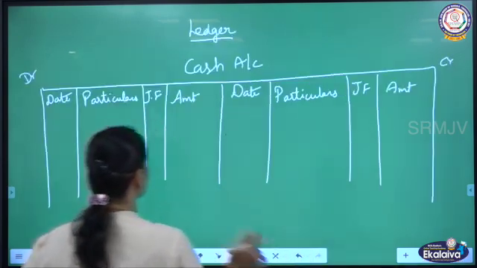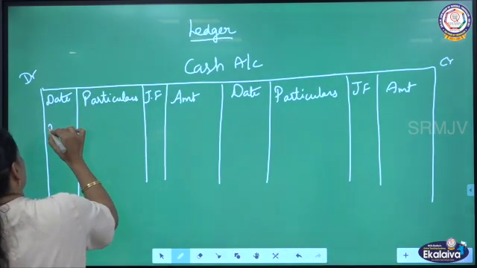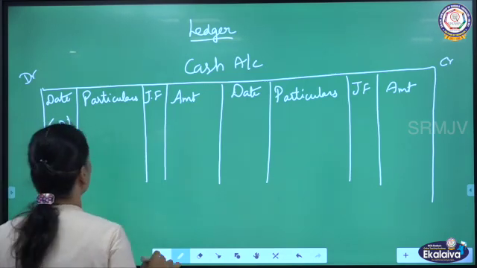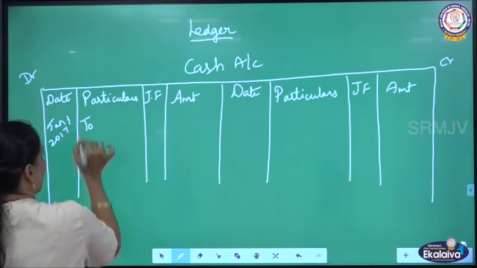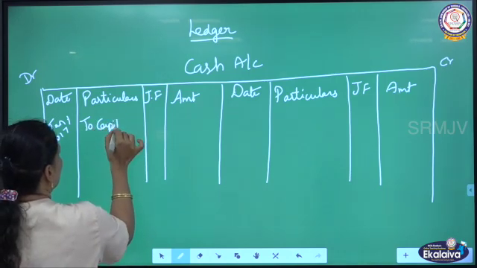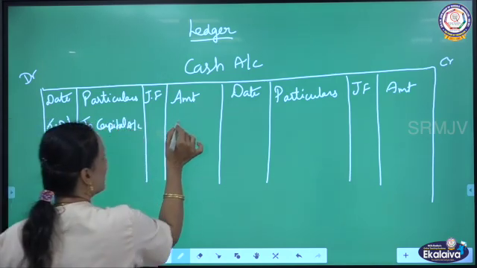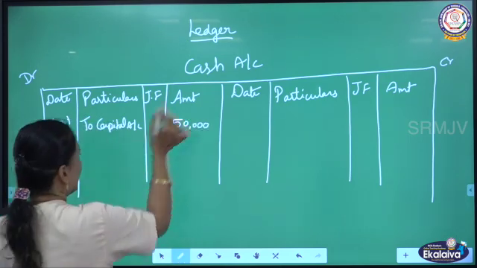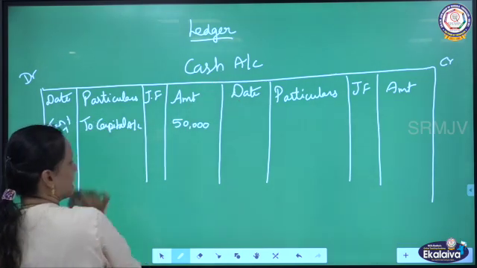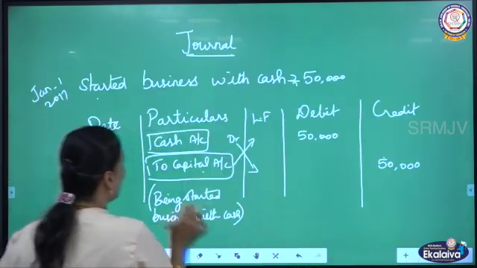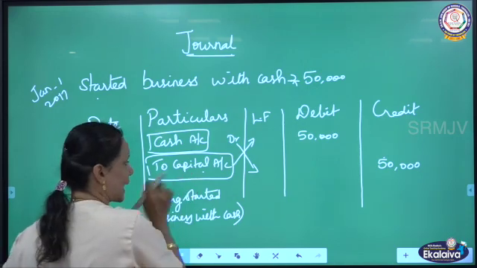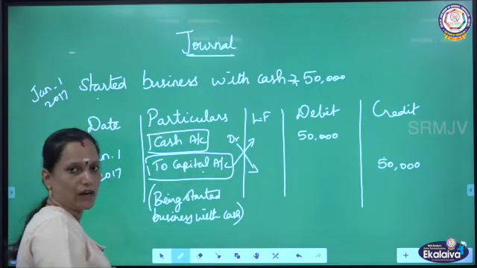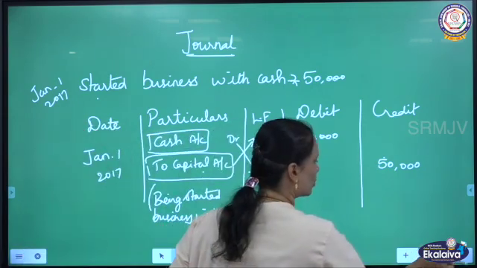Okay. See children, how I am writing. So, here Jan 2017, January 1st, isn't it? So, in particulars I should write to capital account, how much? 50,000 I will be writing here. Do you understand? So, in cash account I am writing capital debit, because in journal what I did? I did credit. So, I credited the capital account, but in ledger what I am doing? I am debiting the capital account. Okay.